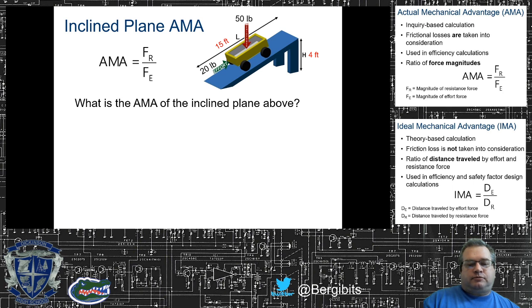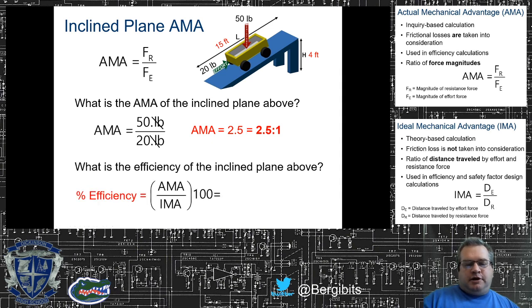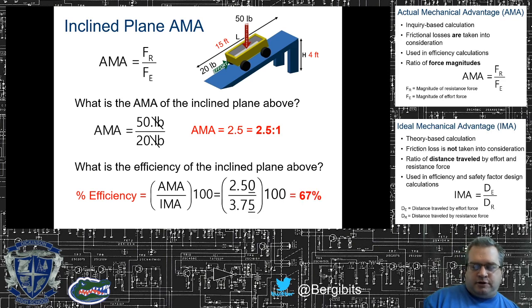What is the AMA? Force resistance is going to be H, and force effort is going to be L. If you look at this, the force resistance is the 50 pounds, and that's going on top. So the 50 pounds is traveling along the H plane, and the 20 pounds of effort is going along the L plane. So it's going to be 50 divided by 20, which is 2.5 to 1. Efficiency is AMA over IMA: 2.5 divided by 3.75 times 100, which is 67%.